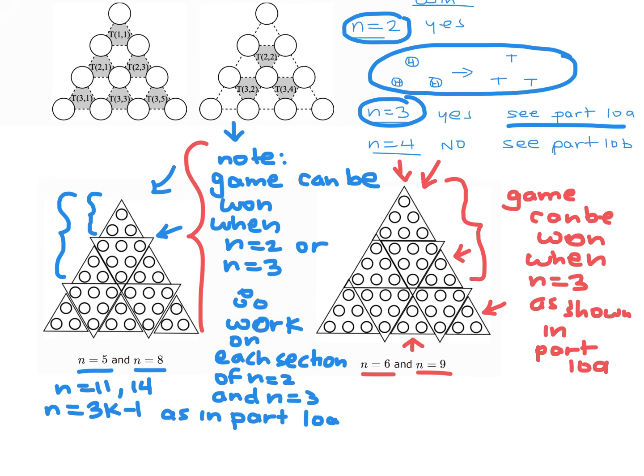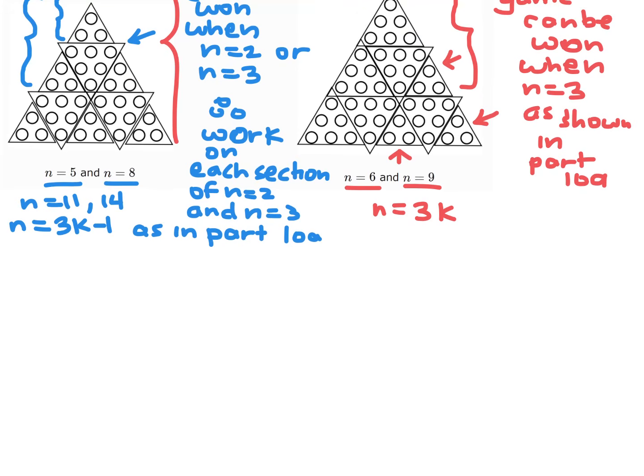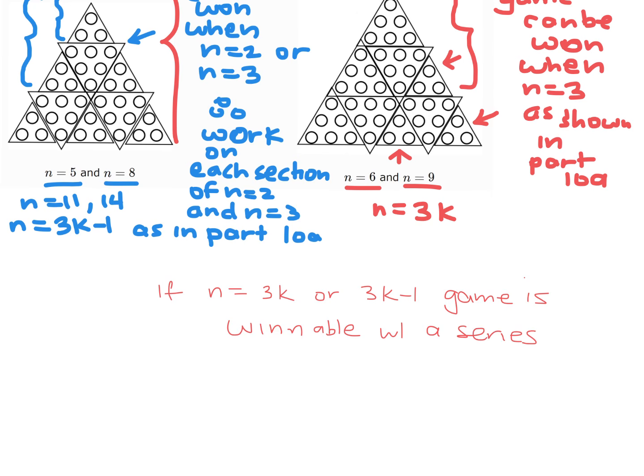So that means that you can win when n is of the form 3k. So we'll make a conclusion that if n is equal to 3k or 3k minus 1, the game is winnable with a series of steps for n equals 2 and n equals 3. And those steps I've already described a few times actually.